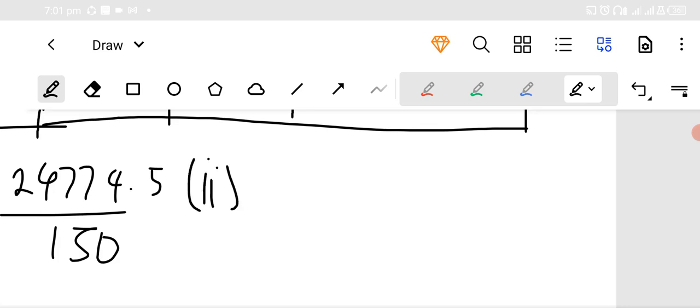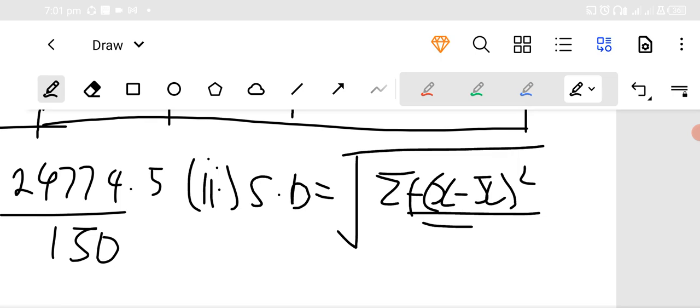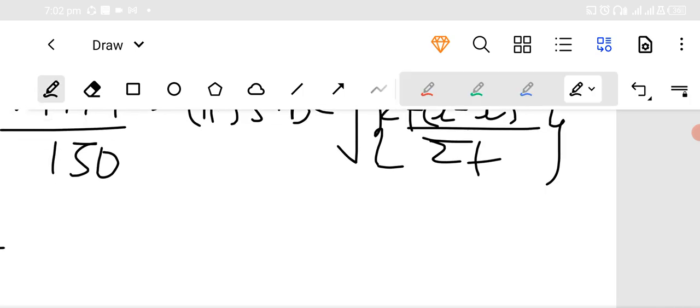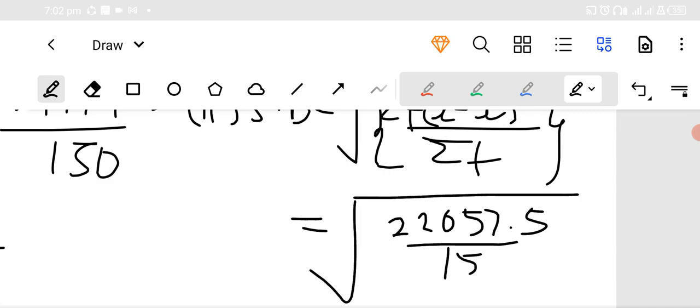Then the second question is standard deviation. Using this method, standard deviation is equal to the square root of what we found in the last column, summation of f times x minus x bar squared, divided by summation of f, like that. So it's going to become the square root of 22,057.5 divided by 150.